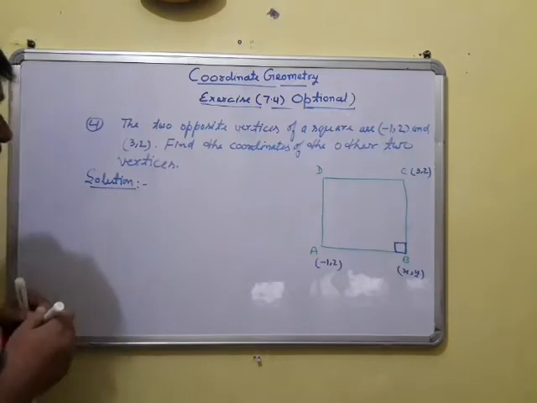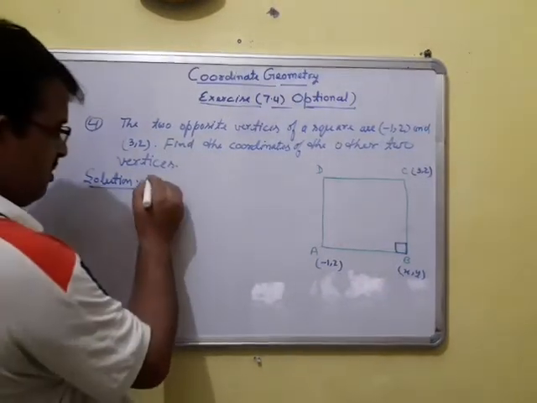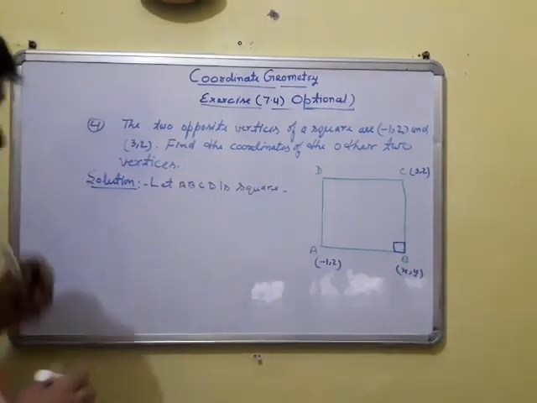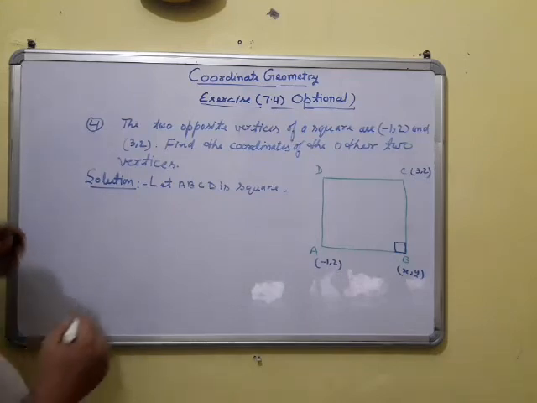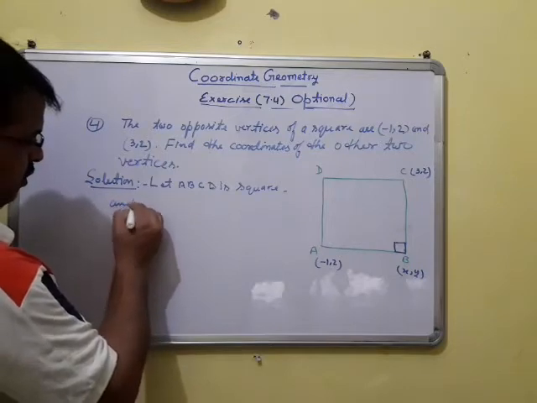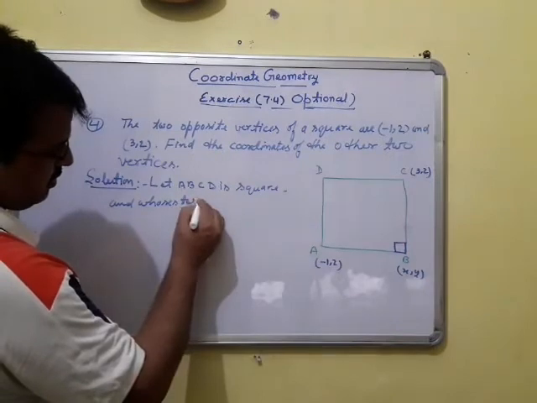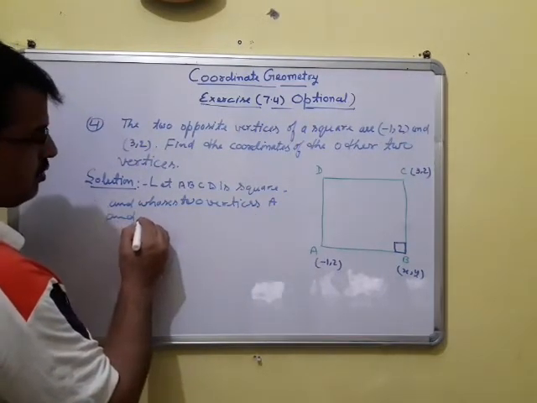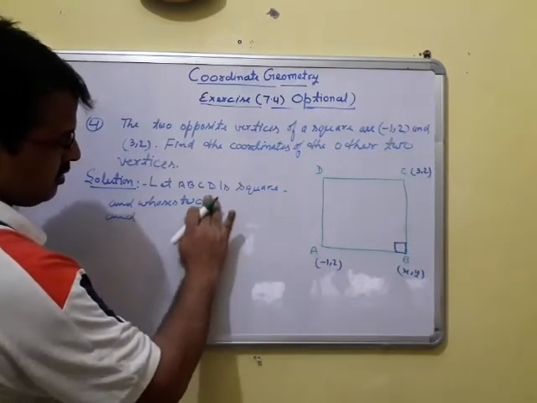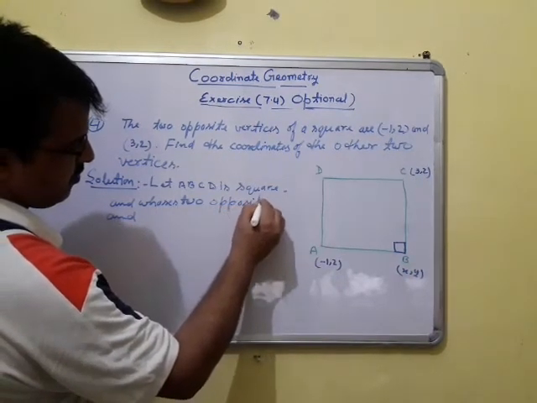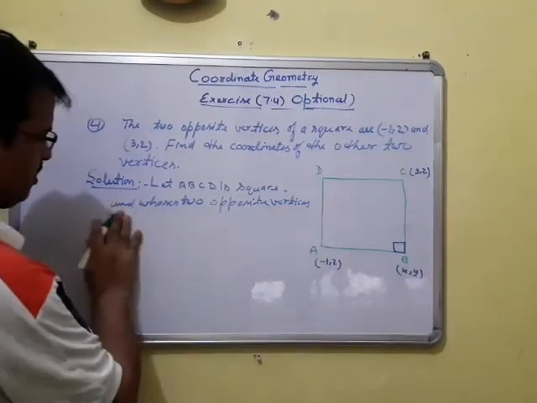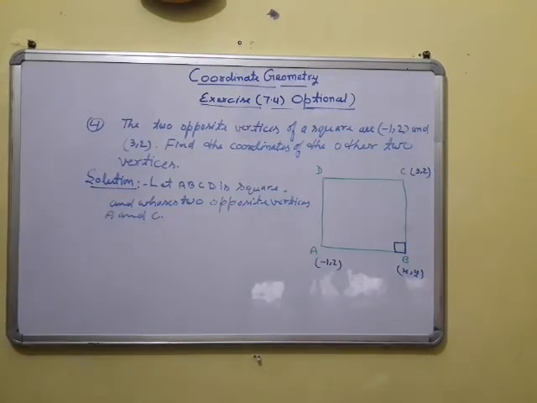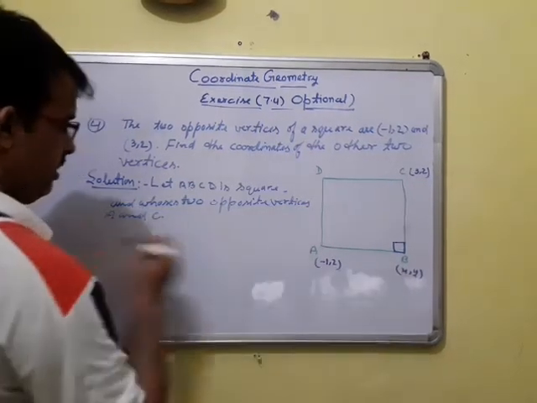Solution: Let ABCD be a square, whose two opposite vertices are A and C. Let the coordinates of B be x and y.